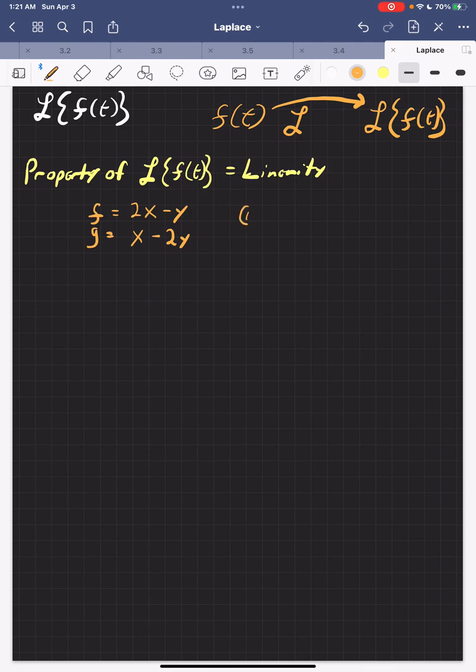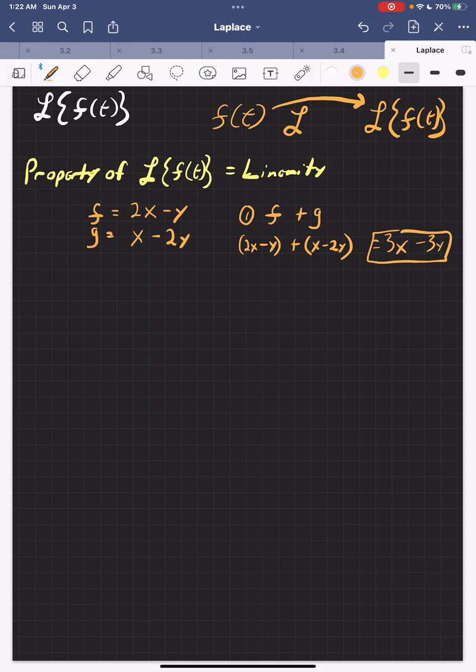So if I were to ask you what is f, the function f, plus the function g, well, that would be fairly simple, right? That's just combining like terms. You've got 2x minus y, and you're going to combine that with x minus 2y. So what is that result? Well, if you just drop those parentheses and combine like terms, we've got 2x and x, we got 3x, and that's minus 3y, right?